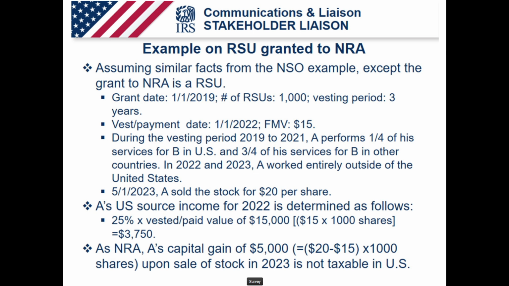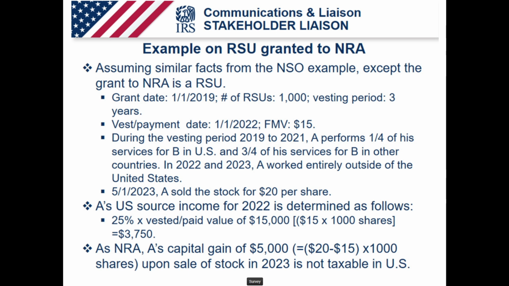In 2022 and 2023, non-resident alien A worked entirely outside of the United States and again was not in the United States for 183 days or more. On May 1st, 2023, non-resident alien A sold 1,000 shares of Company B stock for $20 a share. As this example deals with restricted stock units, you must first calculate any taxable income from non-resident alien A vesting in the restricted stock units, and then whether there's any taxable gain on the disposition of the stock.